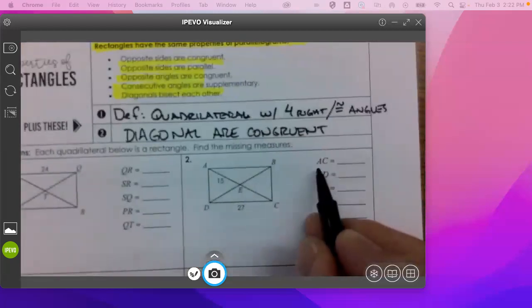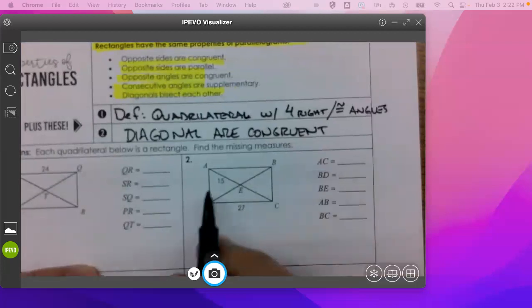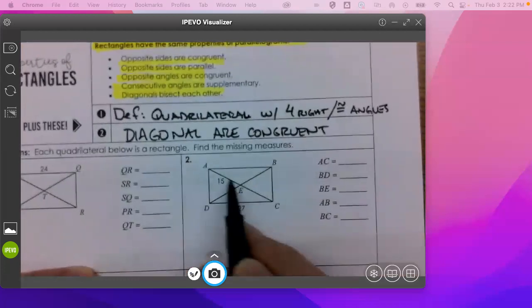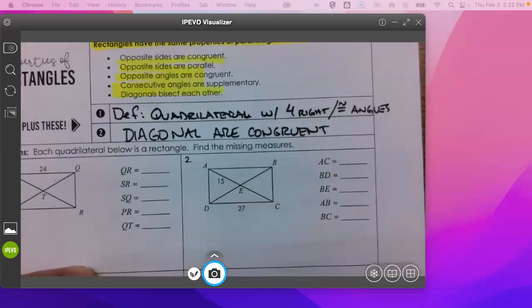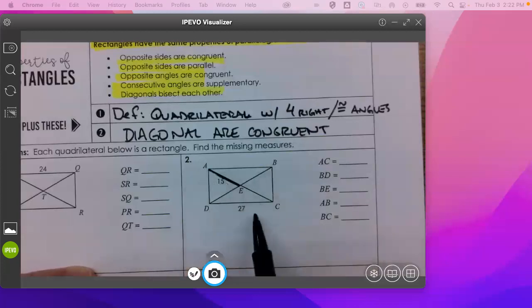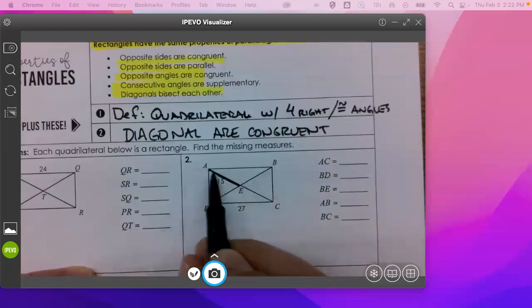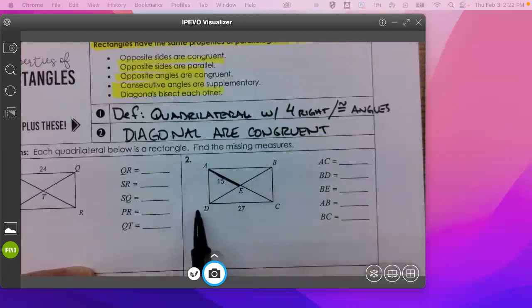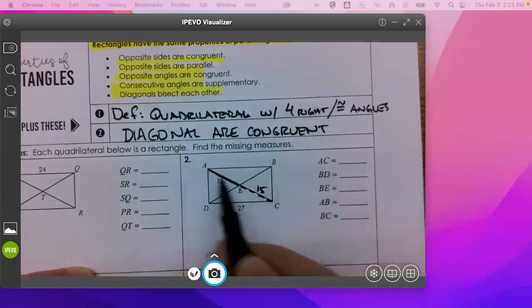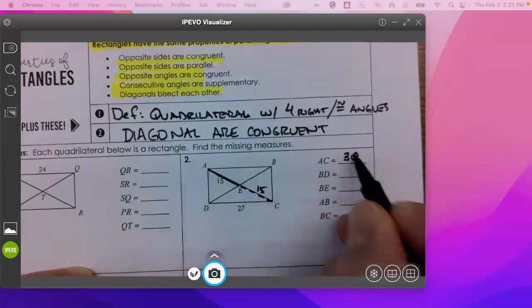So it tells us we're looking for AC. AC appears to be a diagonal. What should I use to determine the length of AC? Good. Because we know that even though this is a rectangle, it's also a parallelogram. And in a parallelogram, the diagonals bisect each other. So if this part is 15, how much is EC? 15. Also 15, which means AC is the sum, or 30.